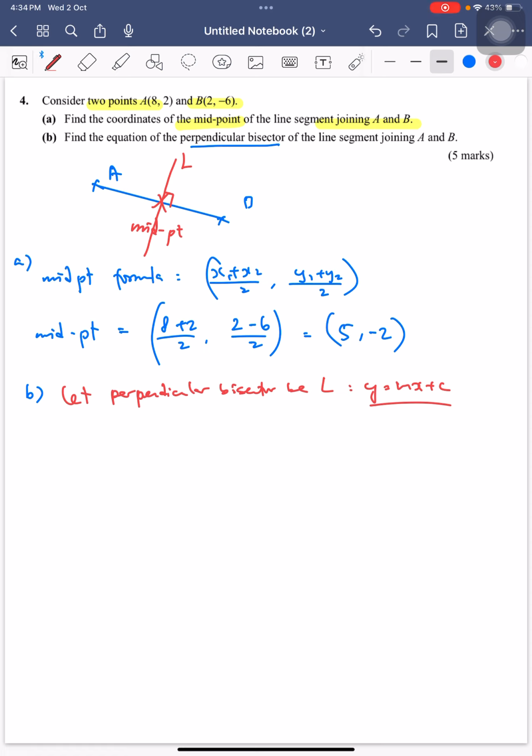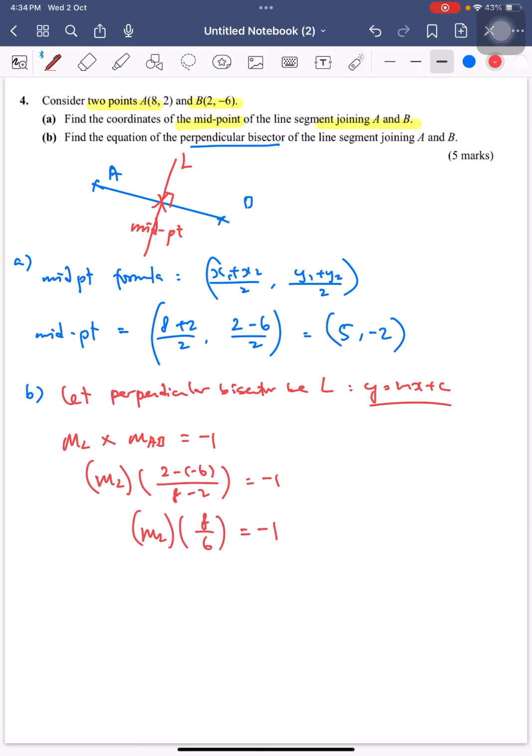So now we have m_L times m_AB giving you negative 1 because they are perpendicular. We don't know the m of L, but we can find m_AB. So m_AB can use y2 minus y1 divided by x2 minus x1. That's going to be 2 minus negative 6 divided by 8 minus 2. Then they multiplied together give negative 1. So m_L times 8 over 6 gives negative 1, so m_L is going to equal negative 6 over 8, simplified to negative 3 over 4. So the m is now found.